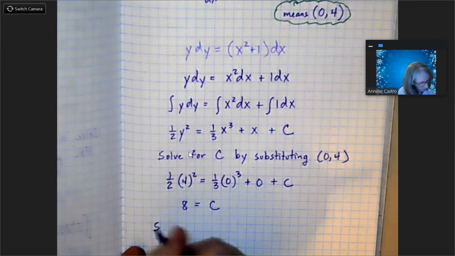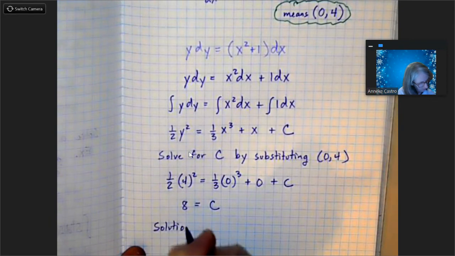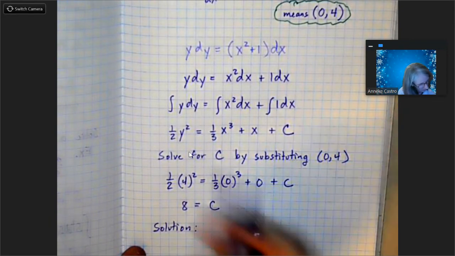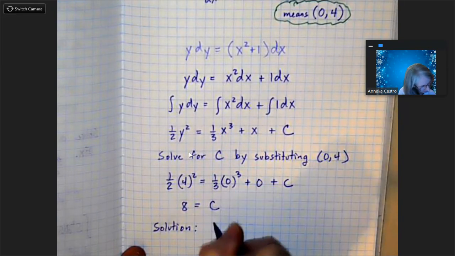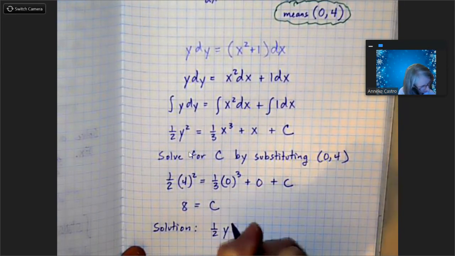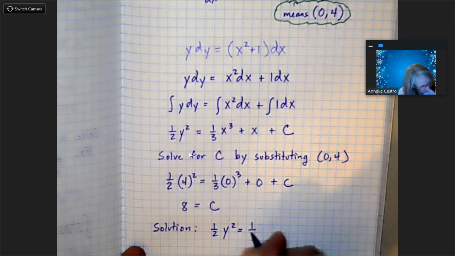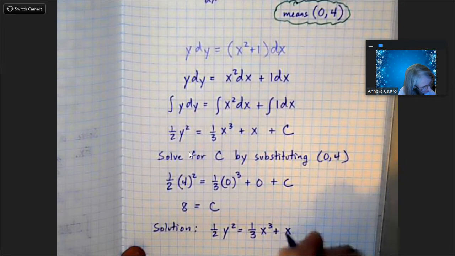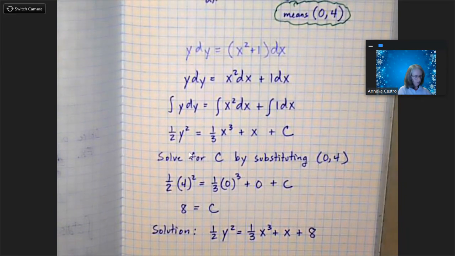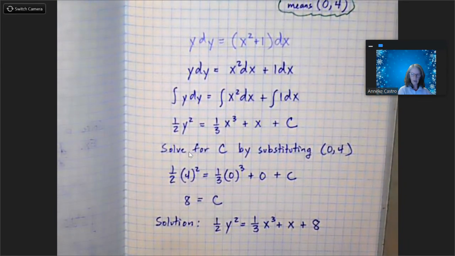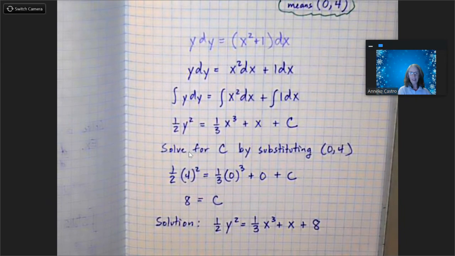So my solution is going to be, I'm going back up to here, I'm going to change my c to an 8. So my solution is 1/2 y squared is equal to 1/3 x cubed plus x plus 8. And notice I've gotten rid of all of my derivatives. I've gotten rid of all my rates of change. And there it is. So we've solved that very decontextualized differential equation.